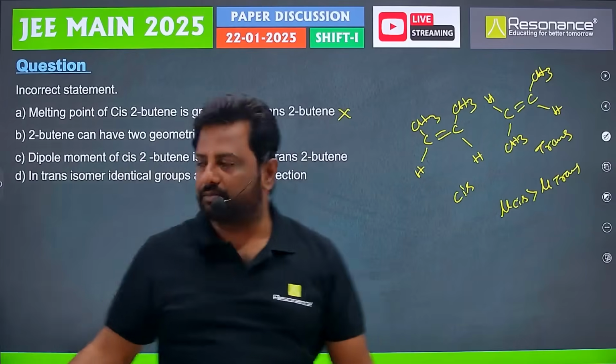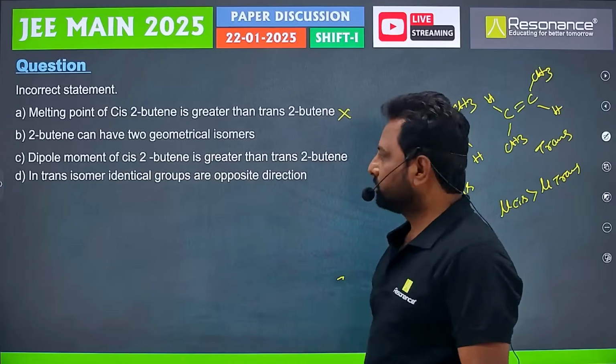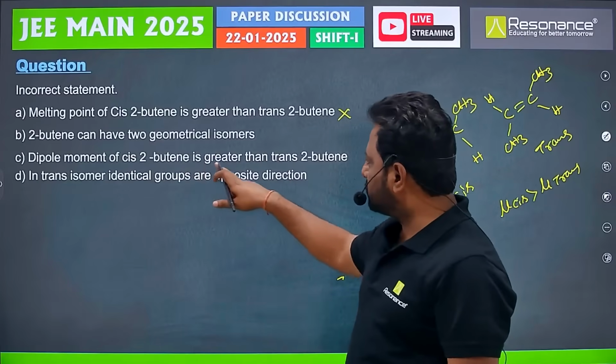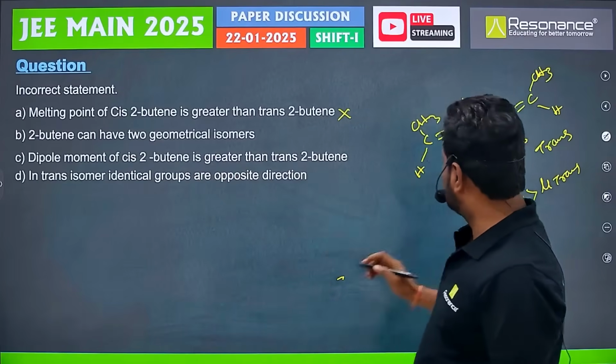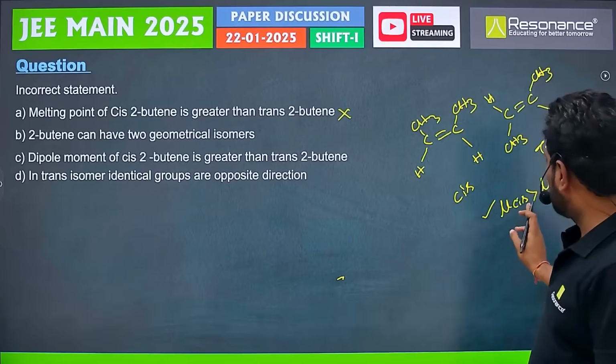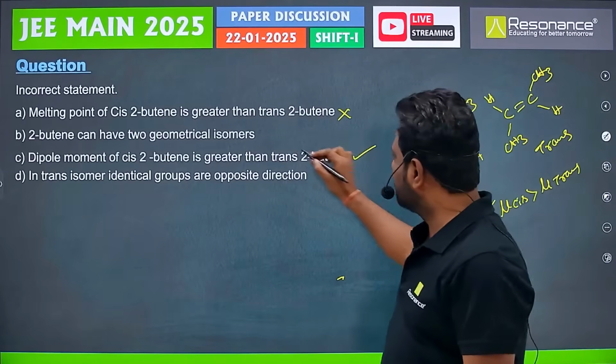Now go for the remaining options also. 2-butene can have two geometrical isomers. Yes, one is cis and another one is trans. Dipole moment of cis-butene is greater than trans-2-butene. Yes, cis-2-butene has a greater dipole moment than trans-2-butene. This is also a correct one.